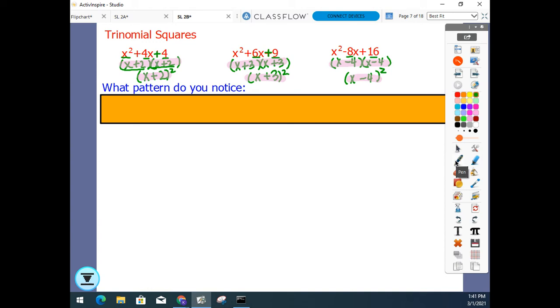Okay, so what is the relationship between this number here and the middle term? 3 and 6, 4 and 8. This number here is always half of the middle term. This number is what we call the number that completes the square. In order for this whole process to work, this number has to be half of the middle term, the linear term, and this last number has to be this number squared. 2 squared is 4, 3 squared is 9, 4 squared is 16.